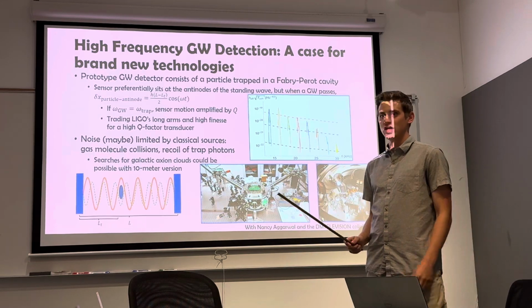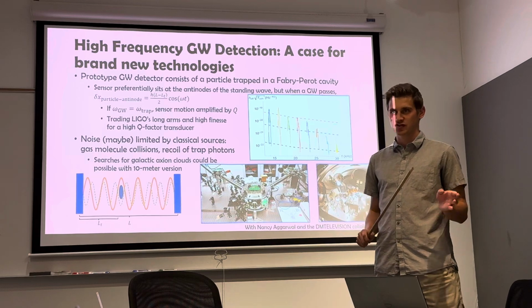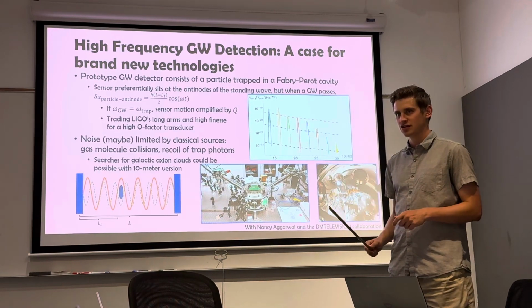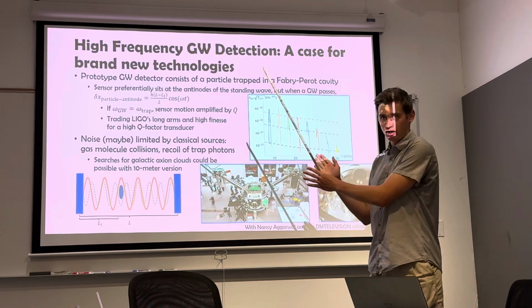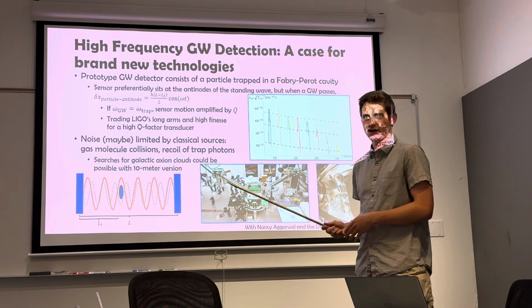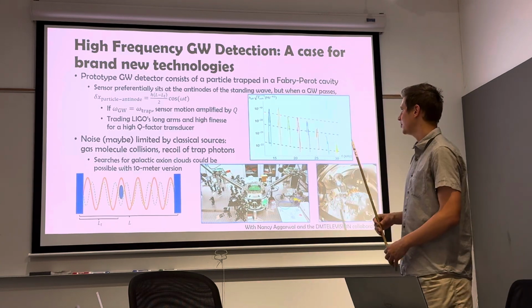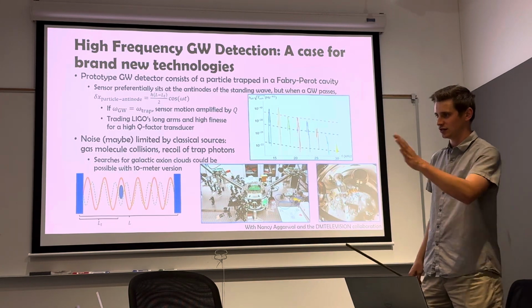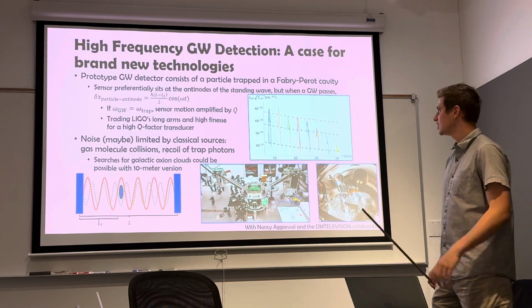Now, what's interesting is the trap frequency scales with the square root of the power of the laser. So we can search at a very narrow band, and then we can just change the trapping laser power and search somewhere else. So we can actually scan over a long range of frequencies.